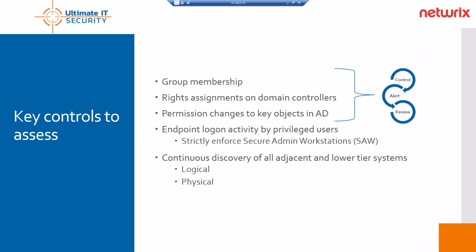Then we need to do what I would call continuous discovery of all adjacent and lower tier systems, or basically what I'm saying is we need to do continuous discovery of all systems upon which Active Directory has a security dependency, and all systems upon which those systems have a security dependency.